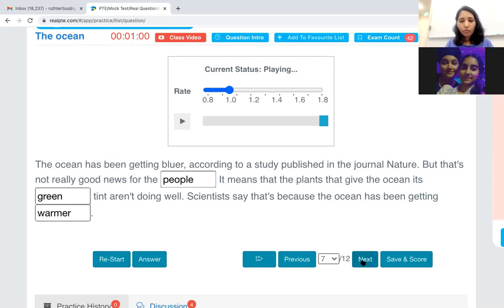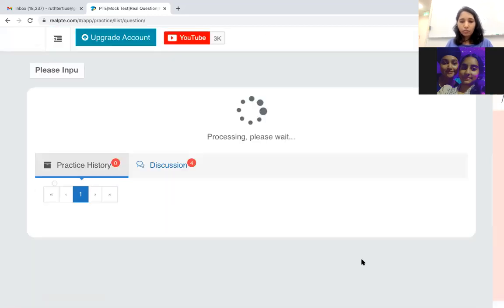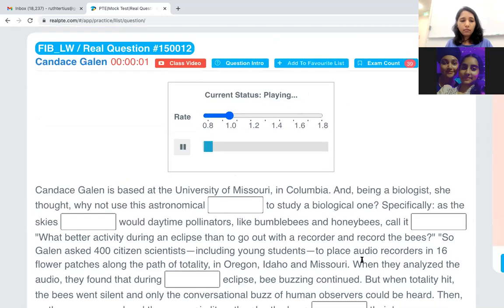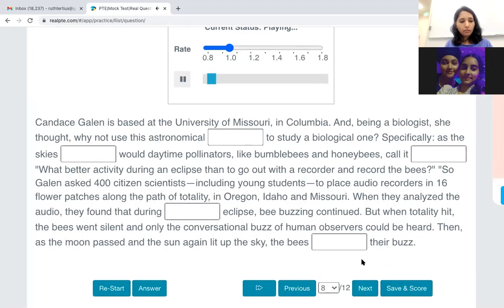Candace Galen is based at the University of Missouri in Columbia. And being a biologist, she thought, why not use this astronomical phenomenon to study a biological one? Specifically, as the skies darkened, would daytime pollinators, like bumblebees and honeybees, call it quits? What better activity during an eclipse than to go out with a recorder and record the bees?